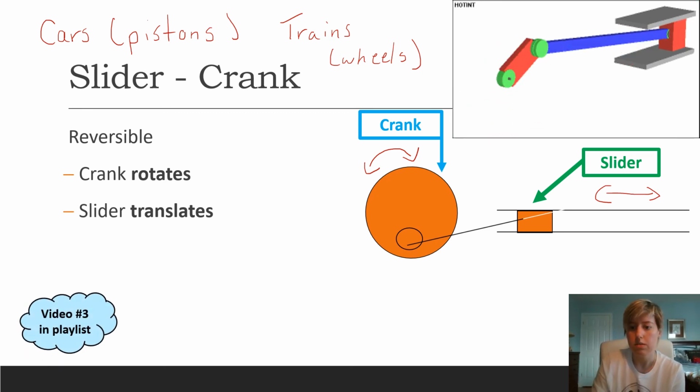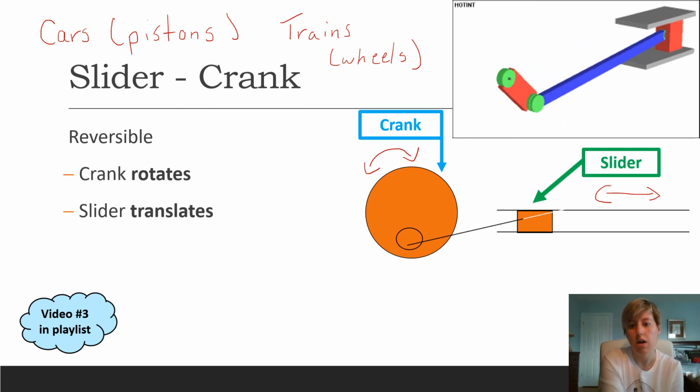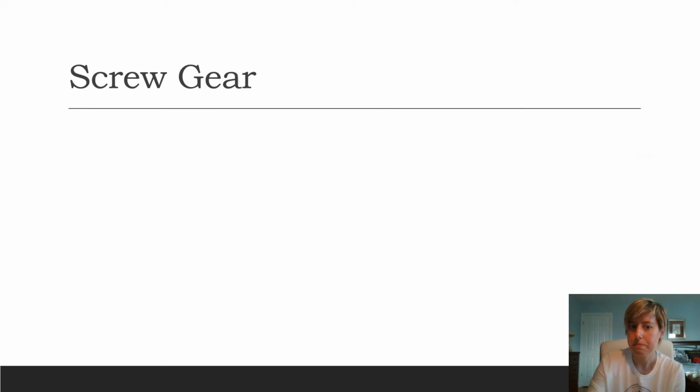Now, our first two systems that we looked at, rack and pinion and slider crank, those systems are reversible. The next two are not going to be reversible. The first one that we're going to look at is our screw gear system. They are not reversible, so that means in our screw gear system, whatever component is the driver is the only component that can start the motion. You cannot have the driven start the motion. Now, in our screw gear system, there are actually two types, and it depends on which component is the driver in that particular system.